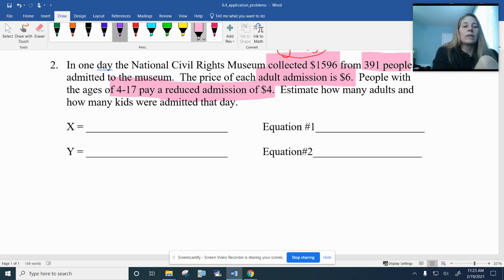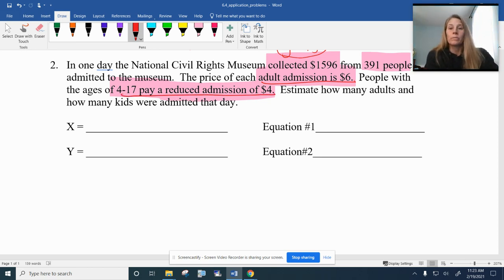So what are the two things that we're looking at in this problem? Well, we've got adult admissions, and we have this reduced admission here for children. So I would make one of those x and one of those y. So I'm going to make x adult tickets, however you want to write that. And then y, instead of writing reduced admission, I'm just going to write child. Or you could write kids or whatever. Okay? So we have our adult tickets and our child tickets.